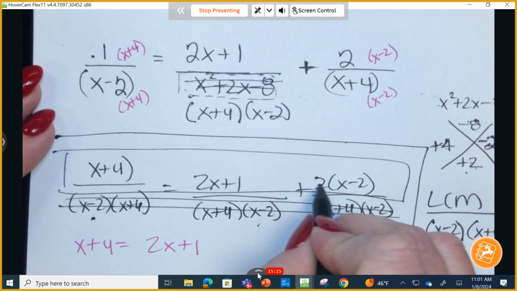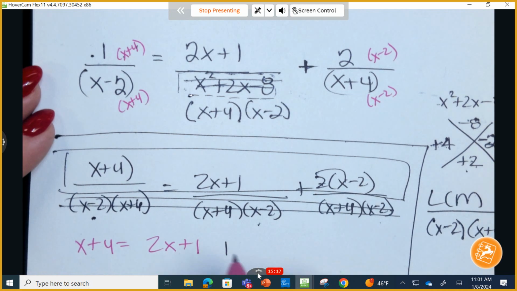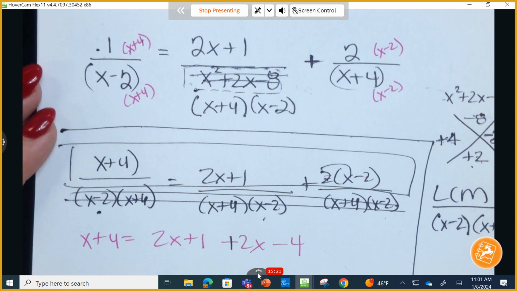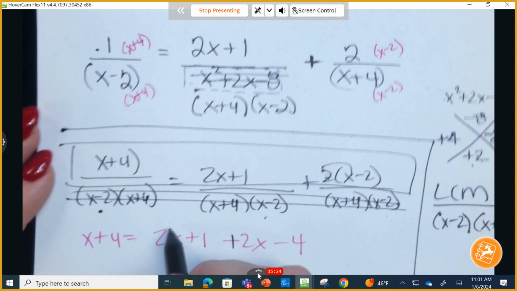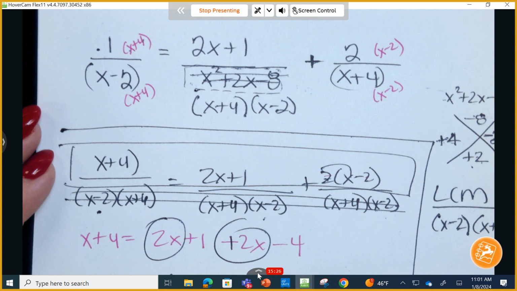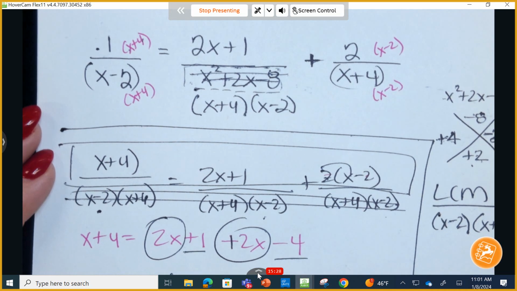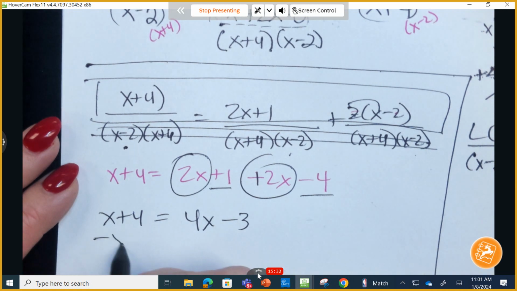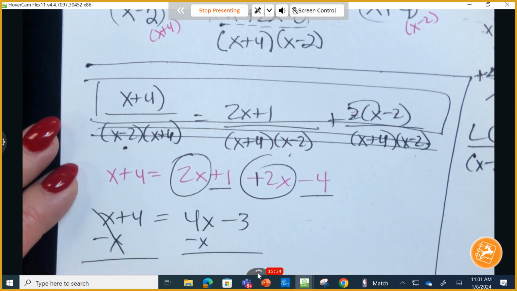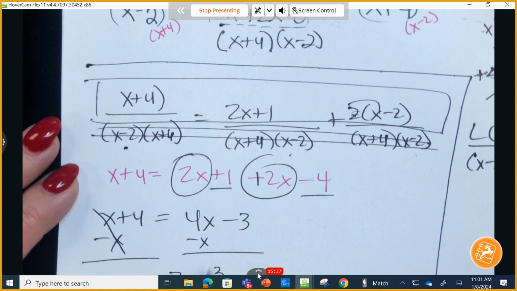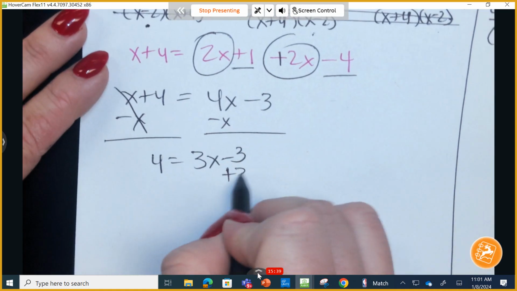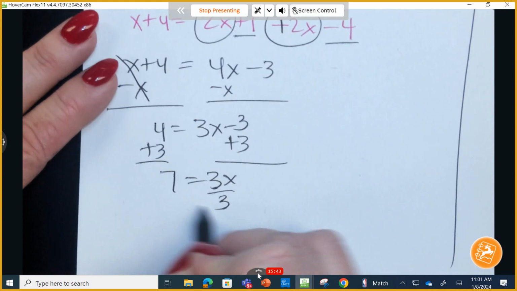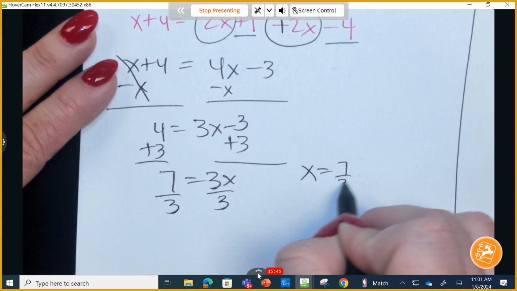Okay, then I have 2 times x is 2x, and 2 times negative 2 is negative 4. All right, what can I combine here? Well, 2x and 2x is a 4x, and 1 minus 4 is a negative 3. Let's move the x's to one side. You have a choice to move them to the left or to the right. X equals 7/3.